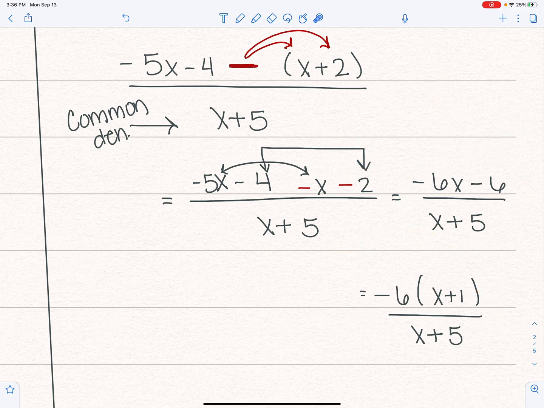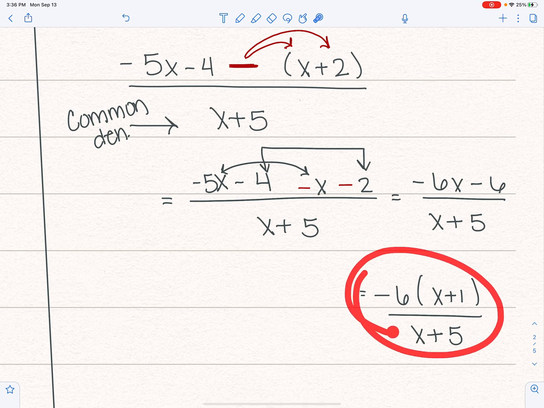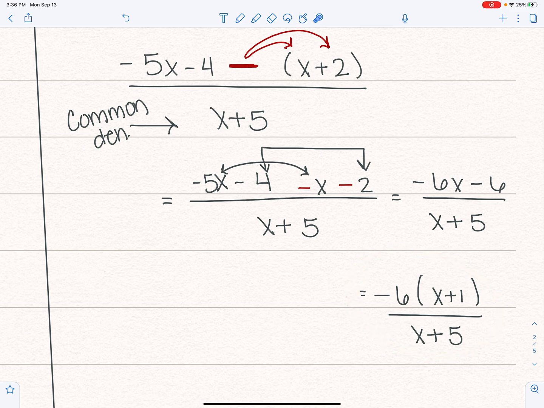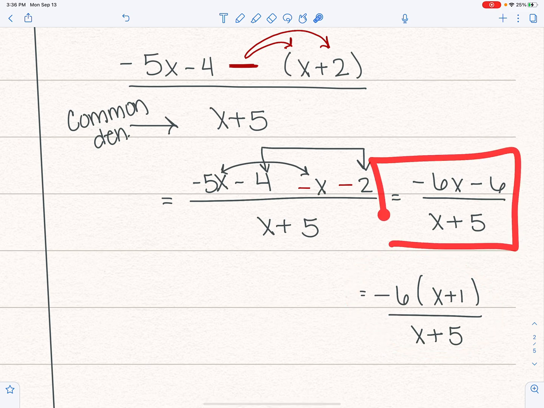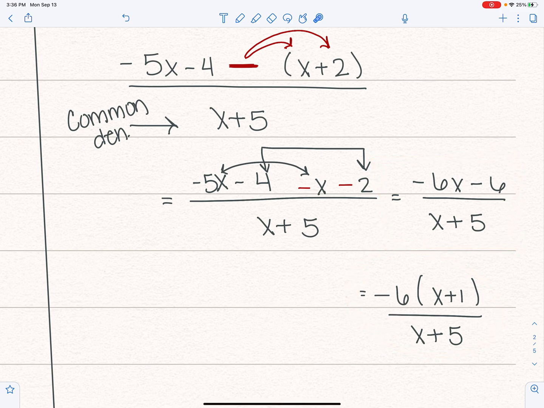So they don't want you to really leave it with the negative 6 out front. However, if you were to leave it like this for the test, I would accept that. But just note, in the homework, they're going to want you to leave it there. They only want you to factor it if something does indeed cancel. However, both of those are correct in terms of the right answer.